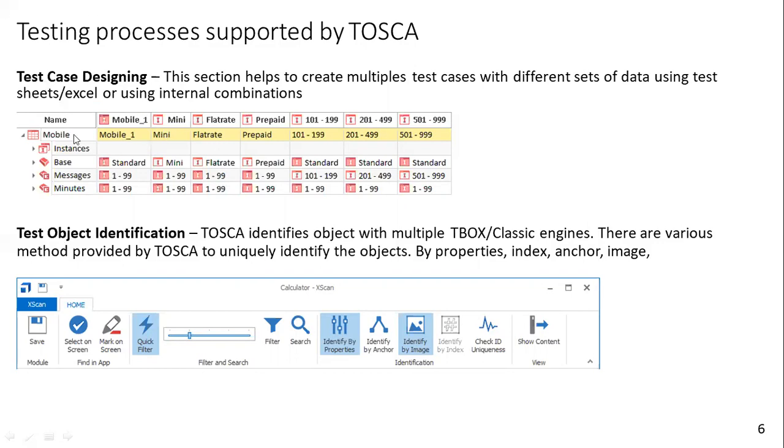So this is the test case design section. In the test case design section, you can see that we have created some instances, we have created attributes, and in the attributes, we give multiple sets of data. Based on the data, it creates n number of test cases. As of now, this section is a little bit complex. I generally take 2 classes to make people understand this test case design section.